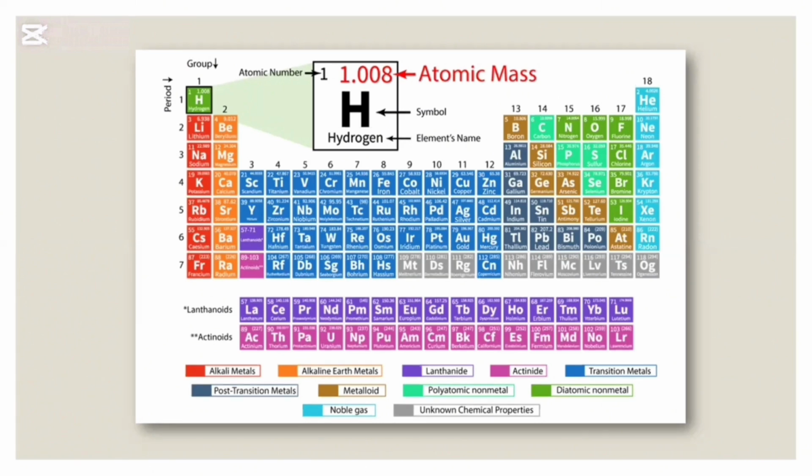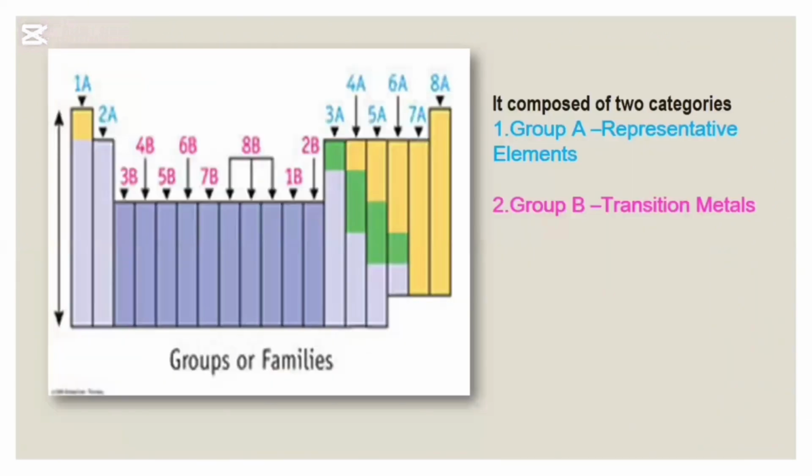Of these, the first 94 elements are naturally occurring, and the remaining 24 elements are synthetic, created in laboratories. So that's how these 118 elements were included in the periodic table. Now, let's talk about the arrangement of this periodic table.